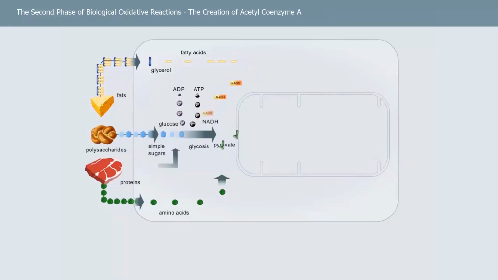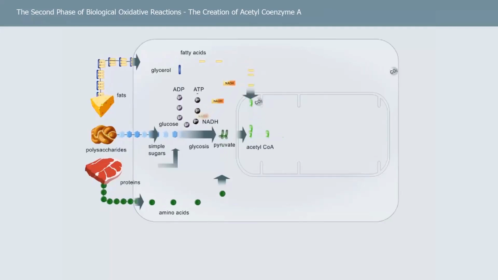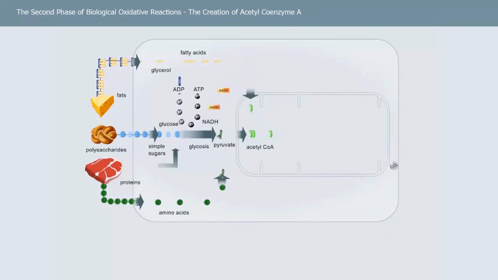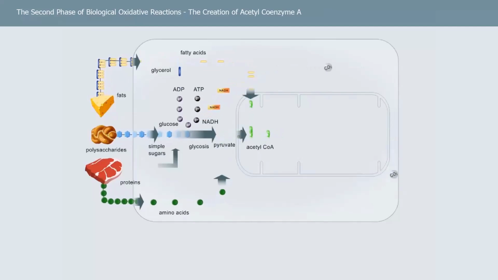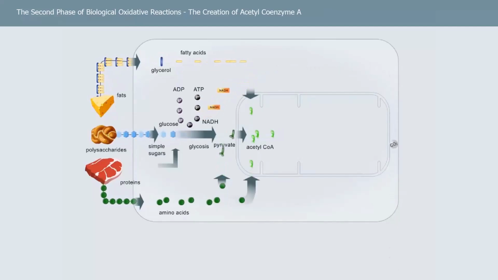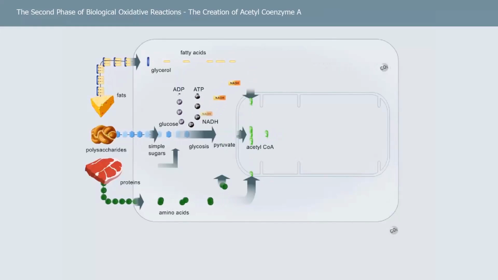Pyruvate goes into mitochondria where it yields carbon dioxide while it is being transformed to an acetyl group connected to coenzyme A. Thus, acetyl coenzyme A is created. In addition to this, a large amount of acetyl coenzyme A is created during the gradual oxidation of fatty acids that were originally a part of fats and is also created by transformation of some amino acids.